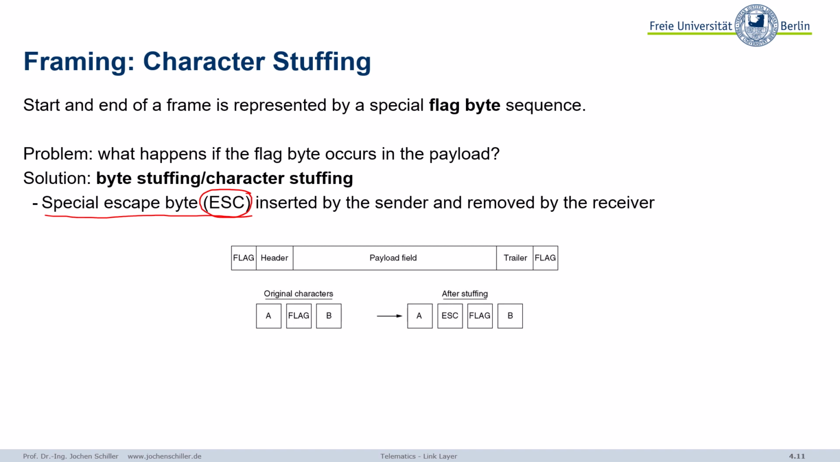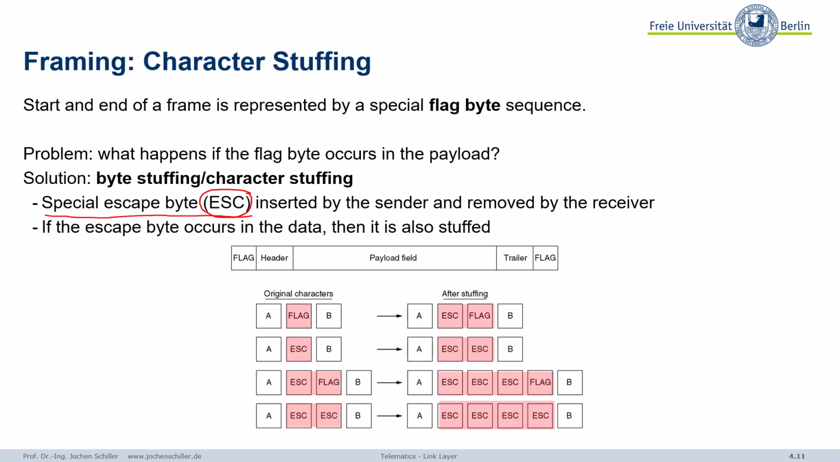So what do we do? The trick is as follows. We always check the original data shown here on the left-hand side. We check, and now this only concerns the payload. If we check the payload and then suddenly we read here, oops, there is the flag, then we stuff it in the following way. We first insert escape and then we have the flag.